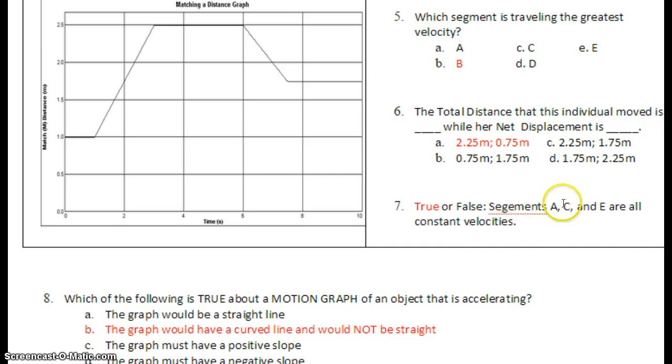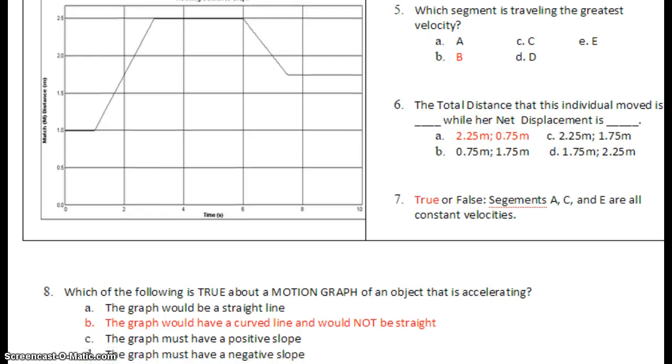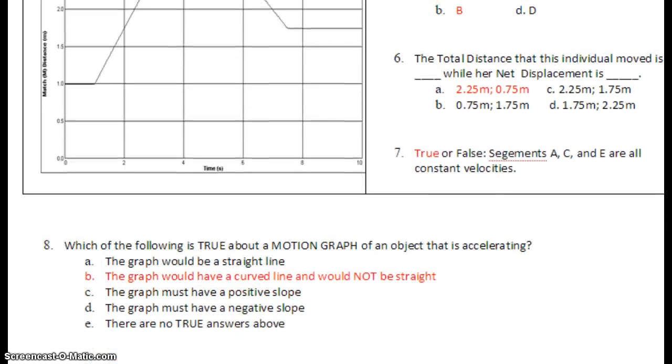True or false? Segments A, C, and E are all constant velocity. So A, C, and E, and that is true. So which of the following is true? I'm looking at number 8. Is true about a motion graph of an object that is accelerating? Well, the graph would be a straight line.